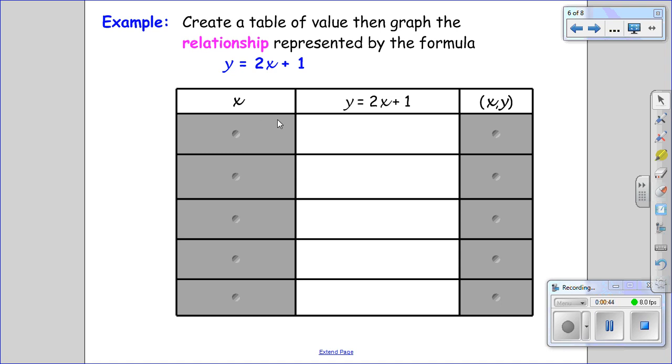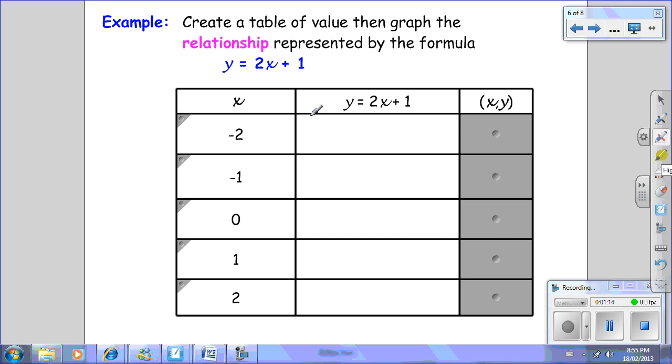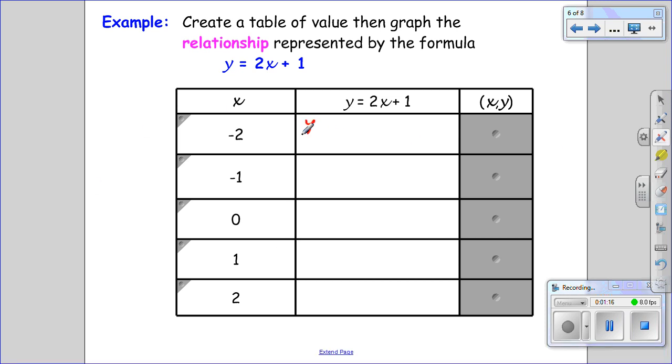Now if I look at this formula here, y equals 2x plus 1, if I want to create a table of values and graph the relationship represented by that formula, first thing I need to do is choose my x values. Generally, if I'm given an equation and haven't been given any restrictions that tell me I can't have negative values, I would just pick some nice values like -2, -1, 0, 1, and 2, like you saw in the table before. Then it tells me I need to substitute in to solve for y.